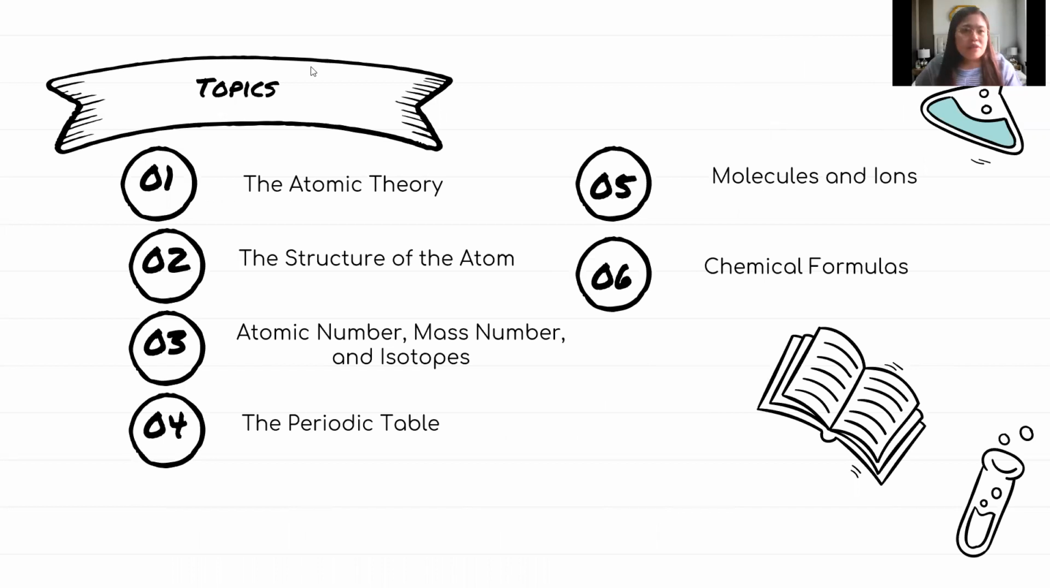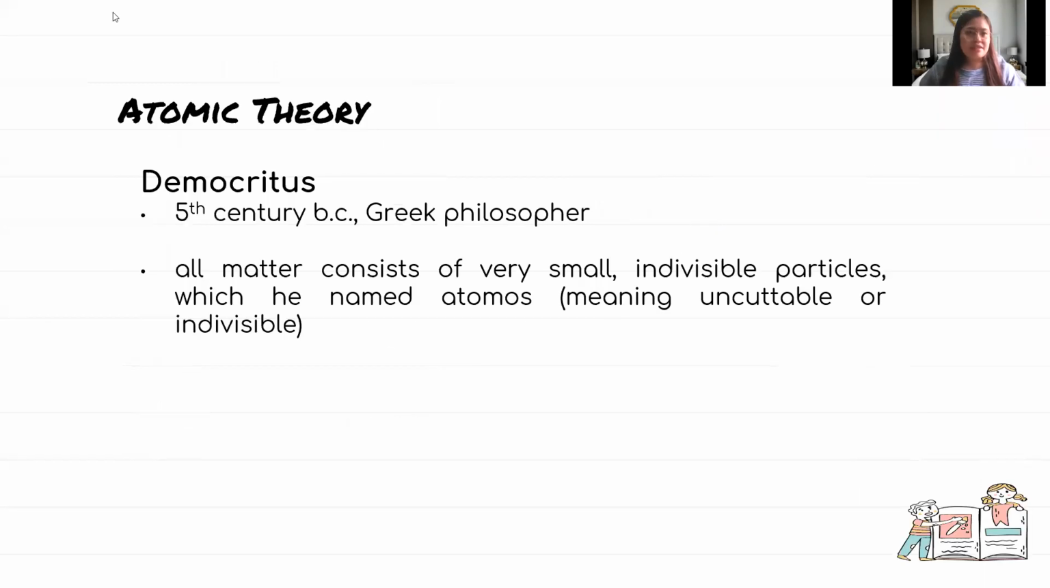Okay, for our topics, we have the following. We will talk about the atomic theory, and then the structure of the atom, and then, even though we are done with this laboratory, we will still discuss atomic number, mass number, and isotopes. And then we will also discuss the periodic table, molecules and ions, and chemical formulas. That's it for our topics. Now let's start with the atomic theory.